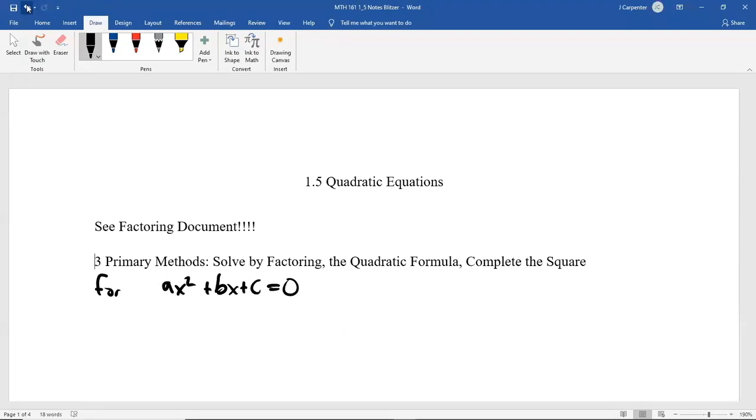So how do we go through this? To solve by factoring. First step, move all terms to one side so that the other side is 0.